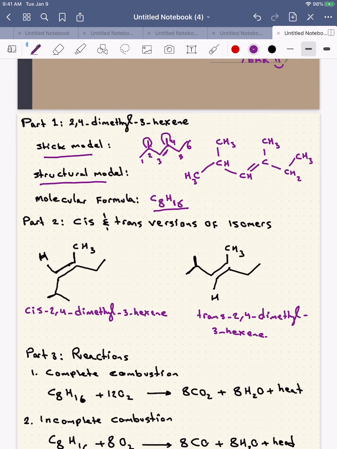Now cis happens to be the smallest elements in terms of atomic number on one side. So here I have hydrogen and CH3 on one side, and for the trans I have the H and CH3 across from each other. So this is a trans version, and then you have the cis version.